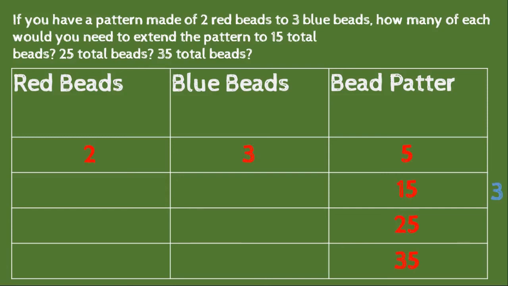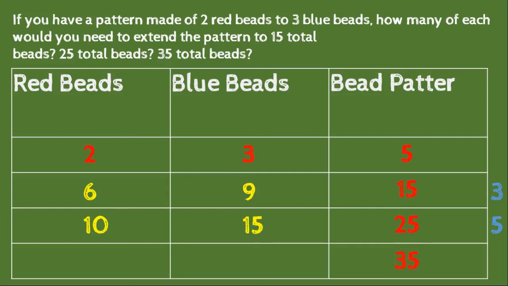And to figure out how many red beads or blue beads we need, we just multiply those numbers by the number 3. So 2 times 3 equals 6. 3 times 3 equals 9. And then we're asked how many it would be for 25 total beads. Again, we just figure out what 5 times what gives us 25. In this case, 5 times 5 equals 25. So to figure out red beads and blue beads, we just multiply those numbers by 5. So 2 times 5 equals 10. 3 times 5 equals 15.